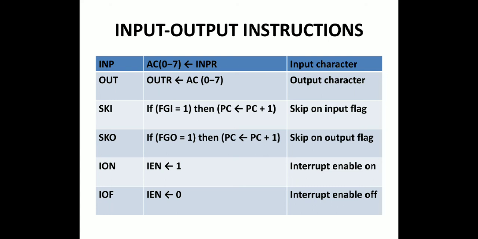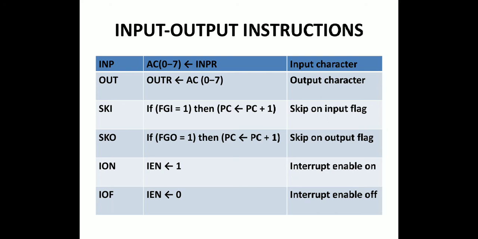Next is SKI, skip if input flag. Skip means we are going to increment the value of PC, PC equals PC plus 1. Now the skipping condition is input flag is 1. So input flag is FGI. So if FGI is 1, then PC is PC plus 1. SKO, skip if output flag. If FGO is 1, then PC is PC plus 1.